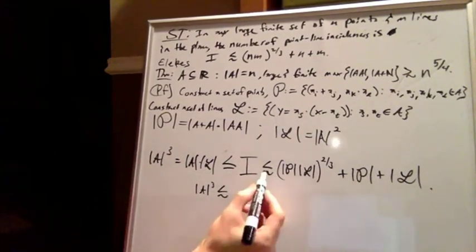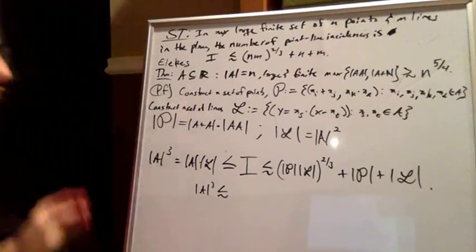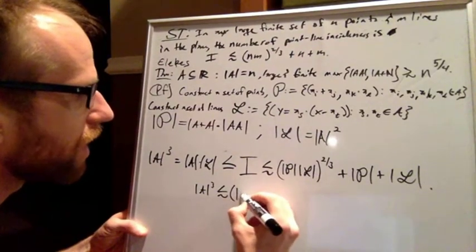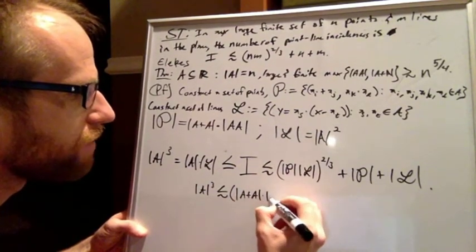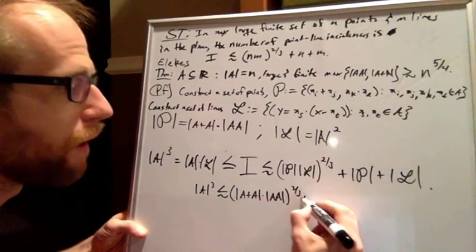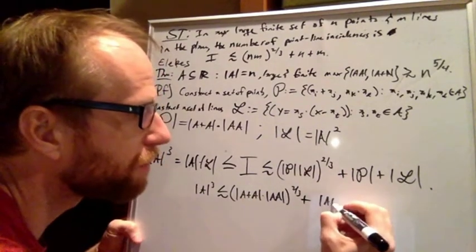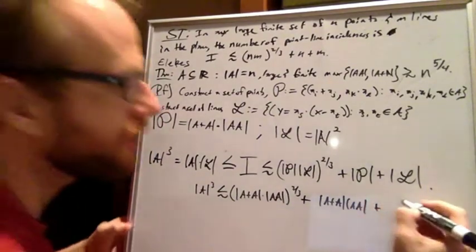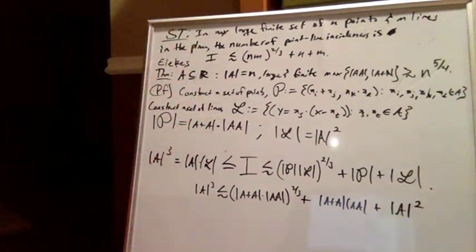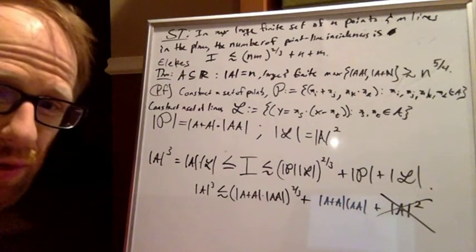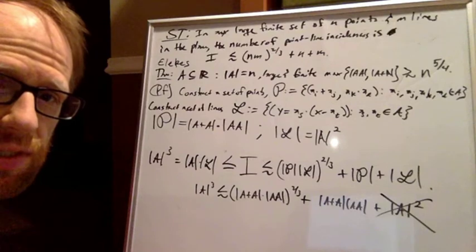bounded above by, and again, we're losing potentially a multiplicative constant here. Bounded above by, well, P is A plus A times A, to the 2/3, plus, and again, P is A plus A times A, plus, and L is again A squared. Well, I can ignore A squared because I know A cubed is not going to be less than A squared. So that term goes away. I don't really have to worry about that, right? We see how that works?